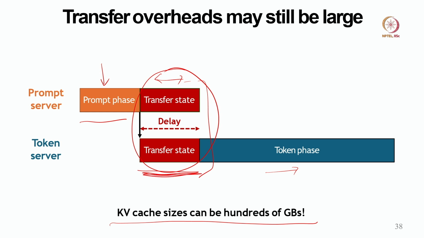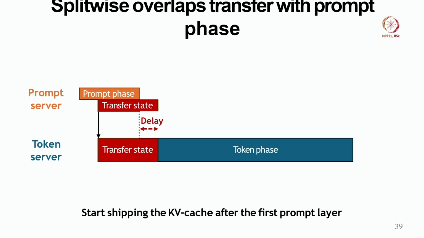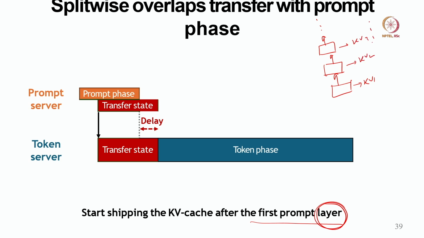Now, how do we reduce this transfer state? What we can do is start shipping the KV cache after the first prompt layer, right. Remember, all these LLMs have decoders, and they have multiple decoder layers, correct. Each decoder layer gives one KV cache, correct. So, let us say this is KV1, KV2, KV3, etc. The people who studied KV cache will enjoy this. So, we can start shipping the KV cache after the first prompt layer.